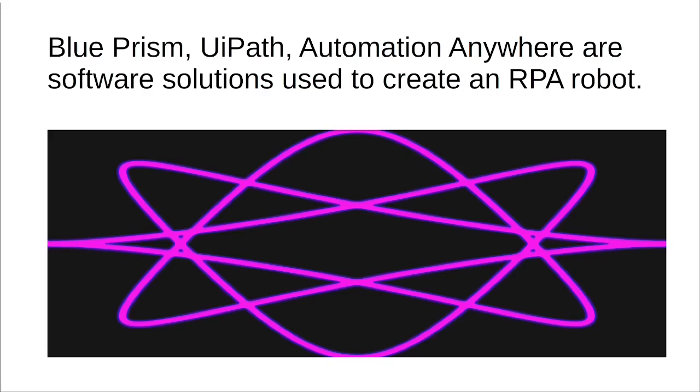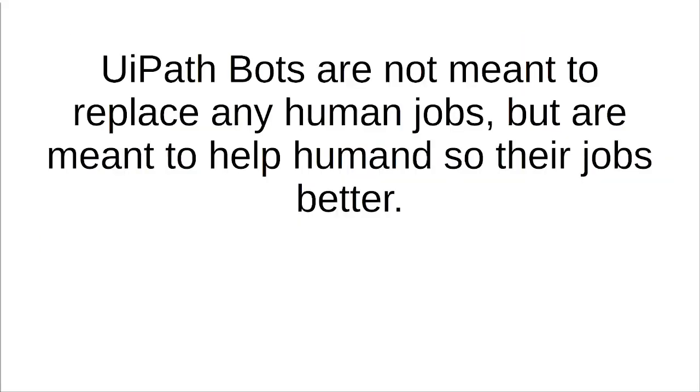When we talk about Blue Prism, UiPath, or Automation Anywhere, we're talking about specific software solutions used to create an RPA robot. UiPath bots are not meant to replace any human jobs, but are meant to help humans do their job better. What I mean by that is, UiPath bots are good at the things humans are not good at.